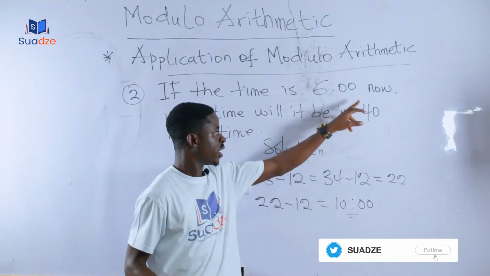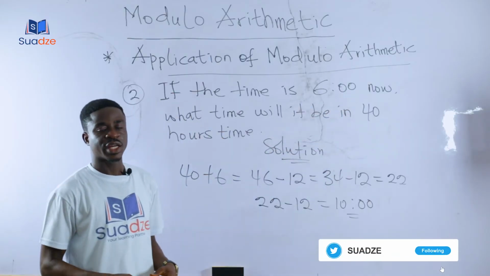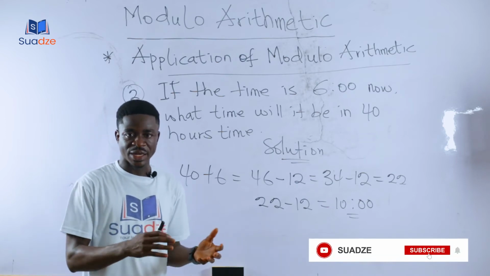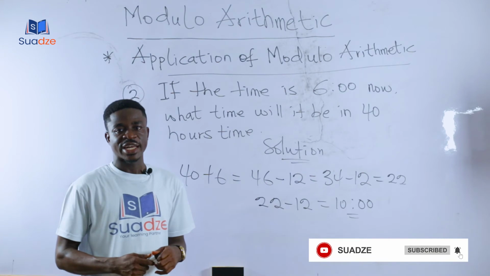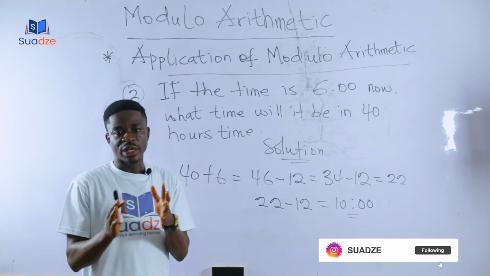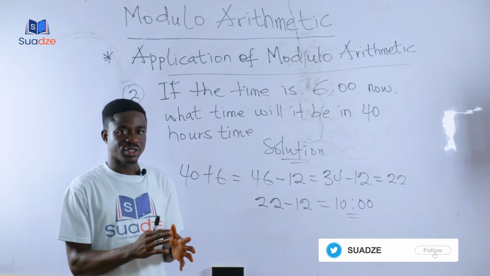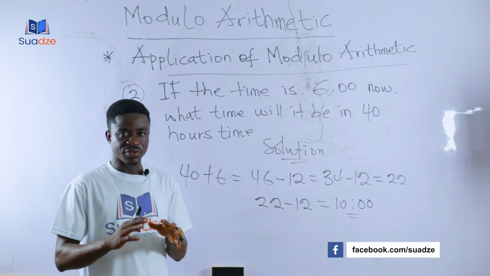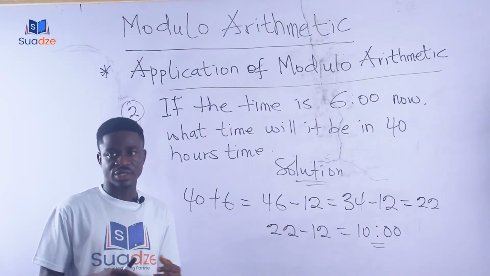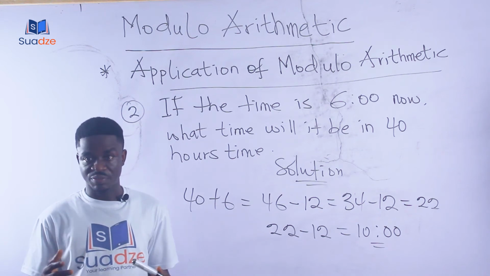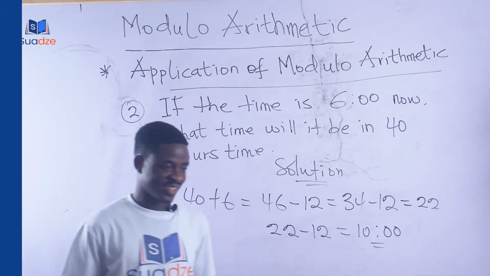So basically, that's what we do. We add the number of hours to the current time. And if it is more than 12, we keep subtracting 12 from the time until we get a number that is either equal to or less than 12. Okay? So if your final answer is 12, you leave it there. But if it is more than 12, you subtract 12 from it. Let's look at the last example in the application of modular arithmetic.